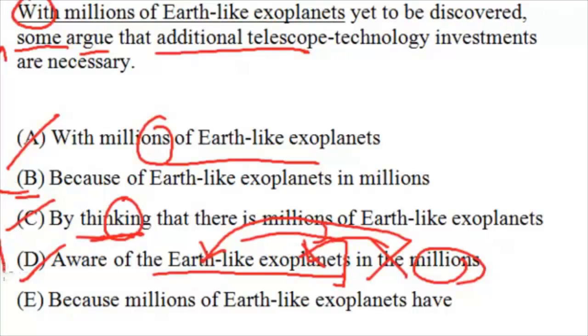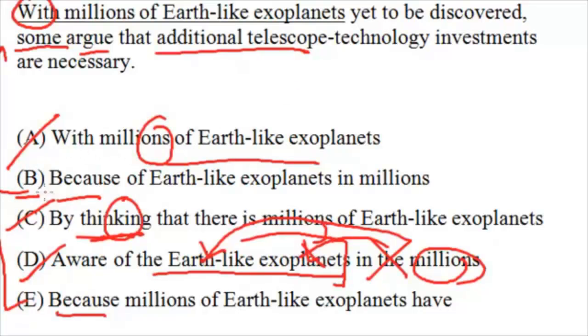So you have to pick between B and E, and remember I said because gives a reason, and I think that's what they want you to look for, right? So let's look at this. E says, because millions of Earth-like exoplanets have yet to be discovered, means we haven't found them yet, but they're out there. Some argue, people argue, right? And remember, this is a dependent clause. Millions of exoplanets have yet to be discovered, right? Dependent clause and independent clause sentence, right? If you don't know clauses, go look at the videos I made, right? Because there's millions of planets we haven't discovered, we need to spend money. That's what E says.